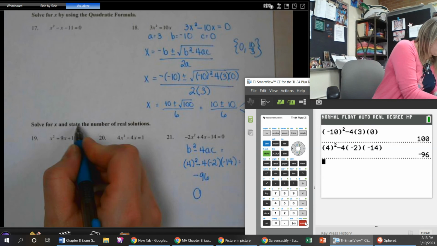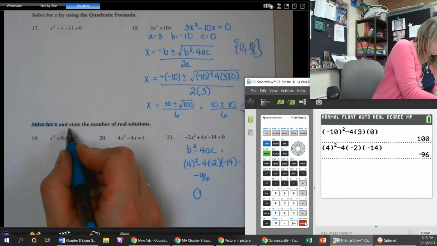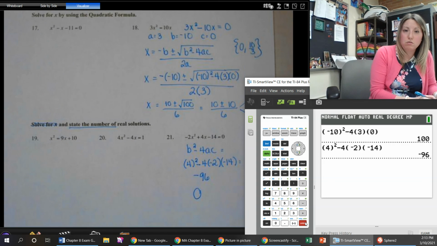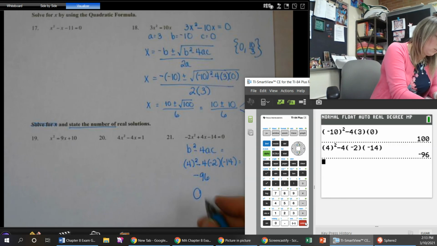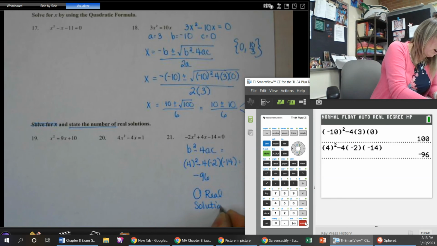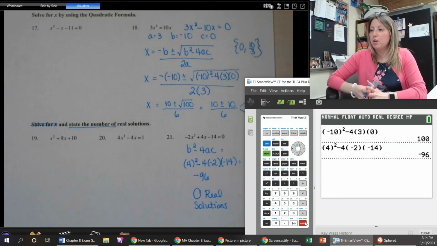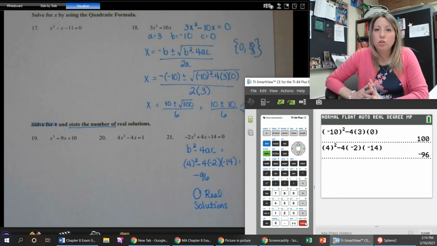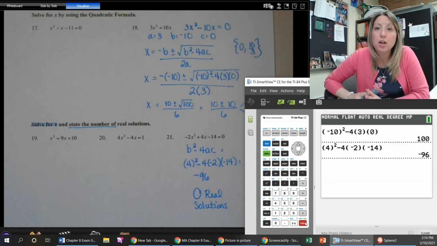I don't want to solve for x, just so you know. State the number of real solutions. That's what I'm going to ask on your test. Just the number of real solutions. 0 real solutions. Anytime you get a negative number on the discriminant, you have 0 real solutions. If you get a 0 out of the discriminant, you have 1 real solution. If you get any positive value out of the discriminant, you have 2 real solutions.